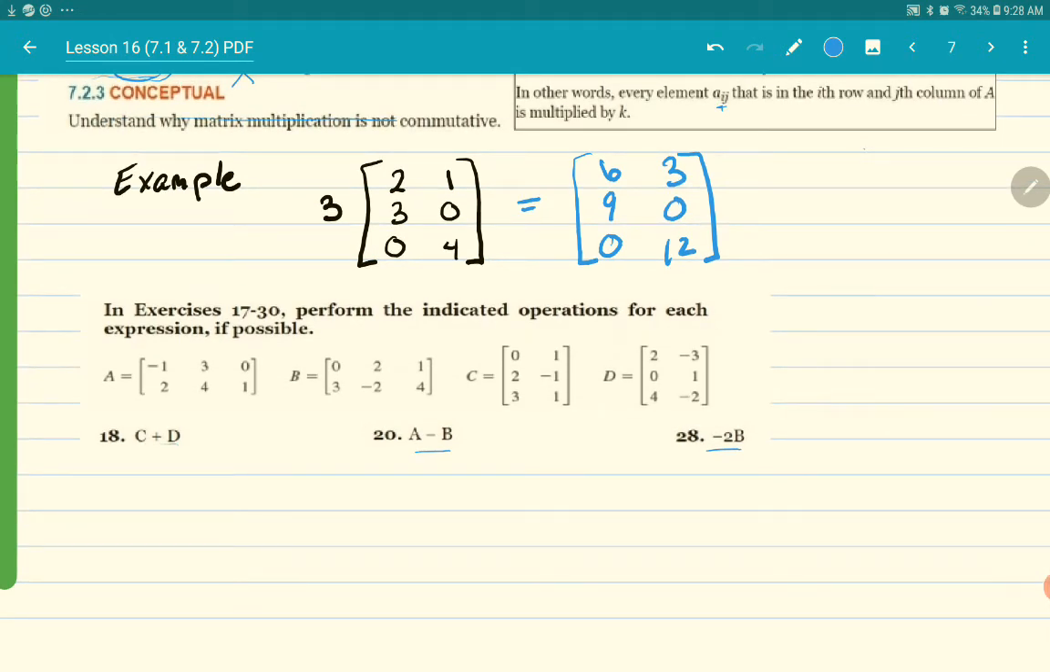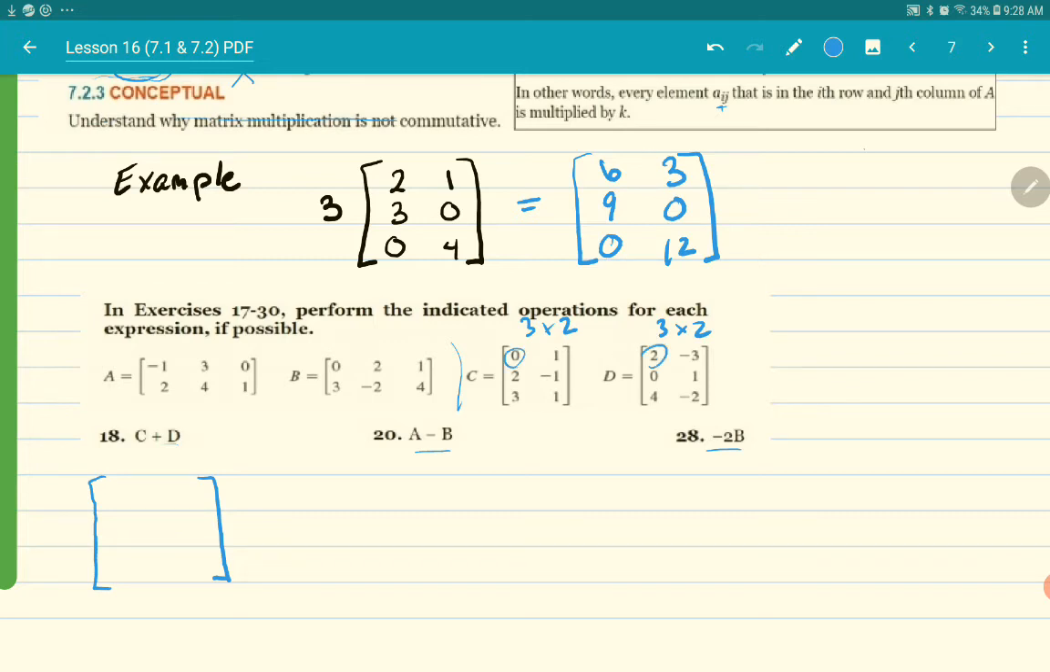So let's practice a couple of these. So C plus D, I'm adding these two together. So I know that I have a 3 by 2 and a 3 by 2. Those are the same order, so that means I can add or subtract them. So adding them together, I know I'm going to end up with the same order, so that'll be a 3 by 2 again.